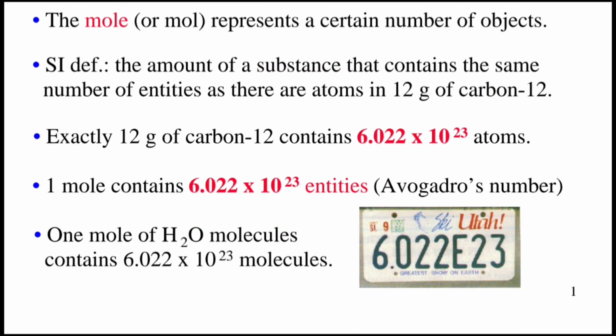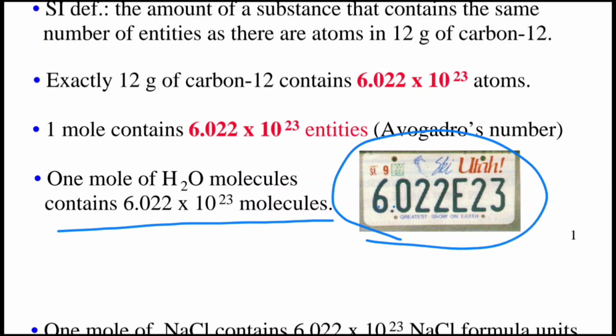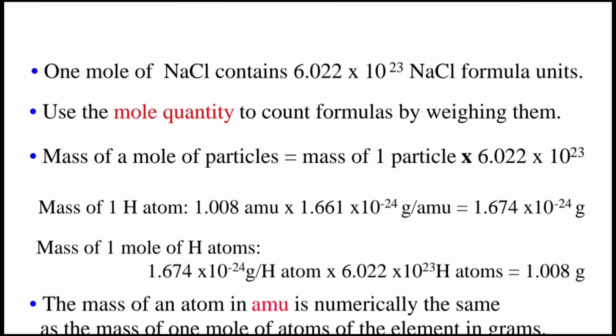One mole of H2O contains 6.02 × 10^23 molecules. You can see it is 6.02 multiplied by 10 raised to the power 23. One mole of NaCl contains 6.02 × 10^23 NaCl formula units.